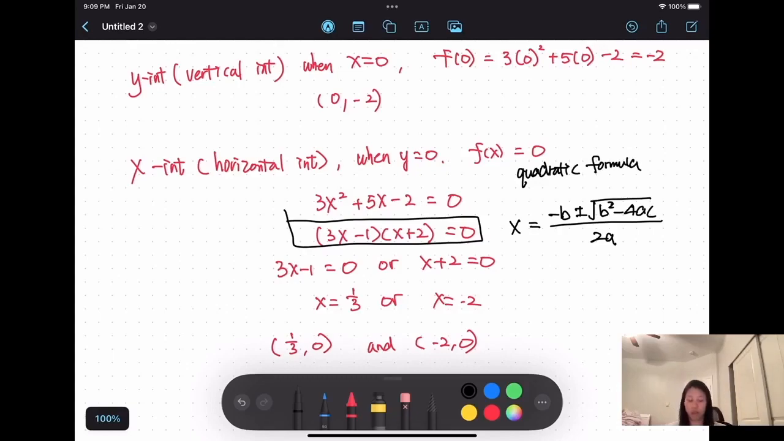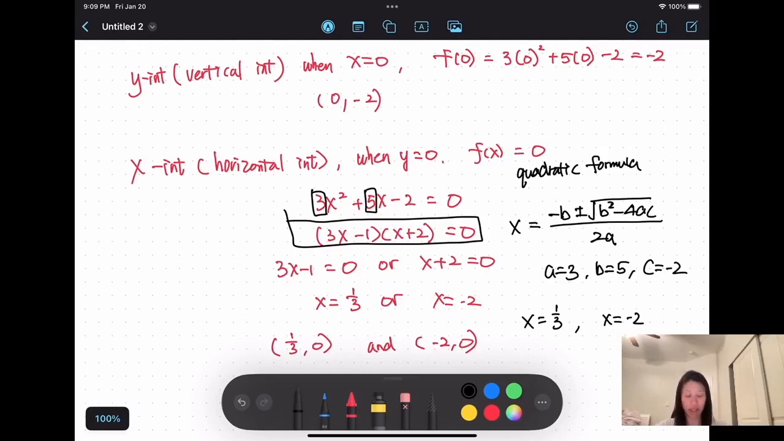So what to do with this quadratic formula? You just need to substitute a, b, c into the formula and then you can solve for x. So in here, our a equals 3, b equals 5, c equals negative 2. When you solve it, you should also get two answers, the same answers, which are x equals 1/3 and x equals negative 2.